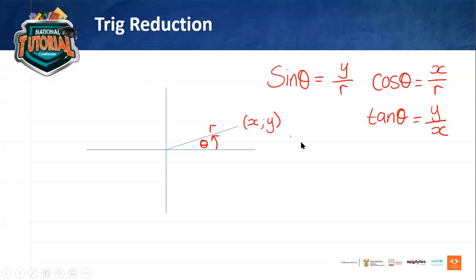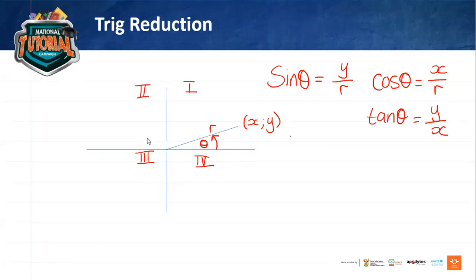So that was your grade 10 work, and we only worked within the first quadrant of the Cartesian plane. Remember, our second quadrant is over here, third quadrant over here, and fourth quadrant over here. So in grade 11, we start to look at what happens when we move into quadrant 2, quadrant 3, and quadrant 4.